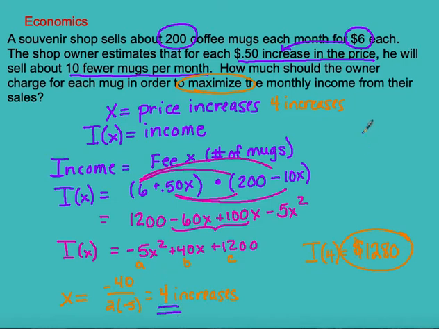So there's going to be 4 increases before I start to lose money. So what's going to happen here, just like the last graph, I'm going to start making more money, making more money, making more money, but I'm going to reach a peak where I start to decline from there. So that peak is after 4 increases, I'm going to make a maximum of $1,280.